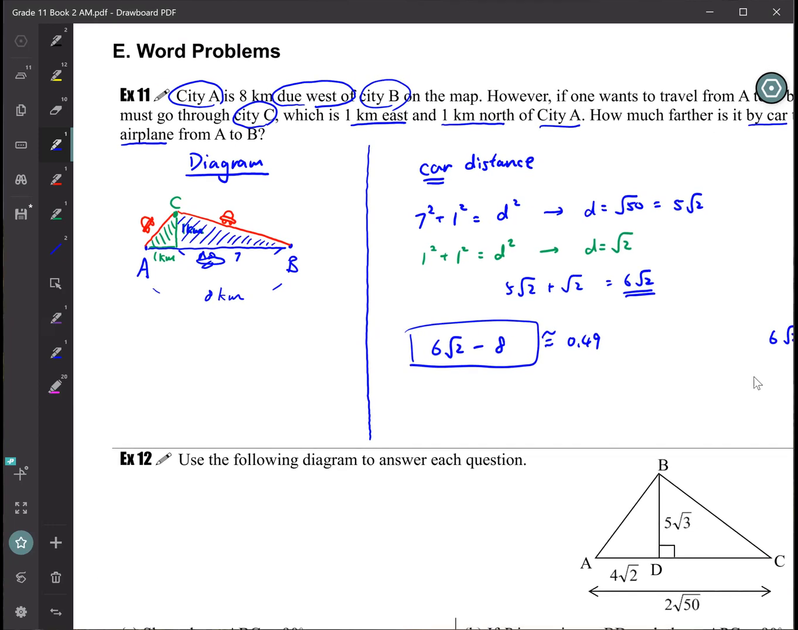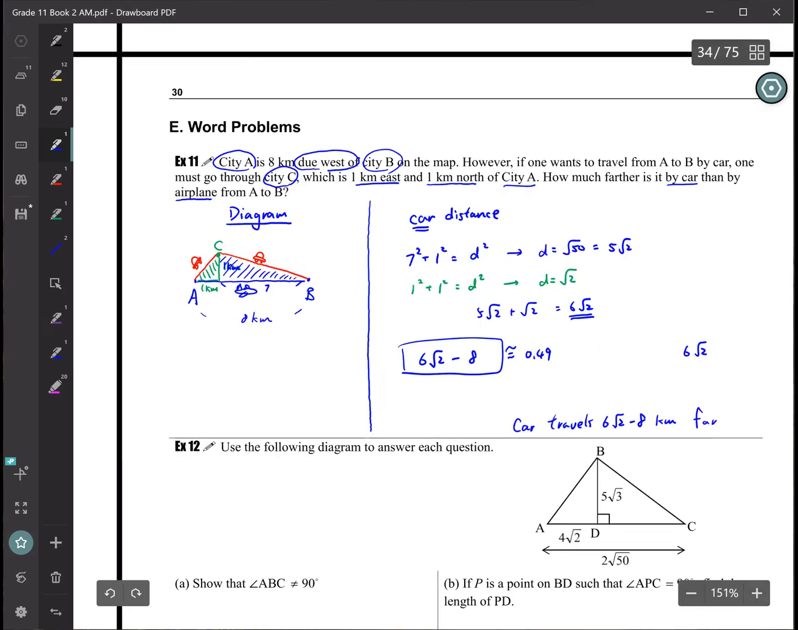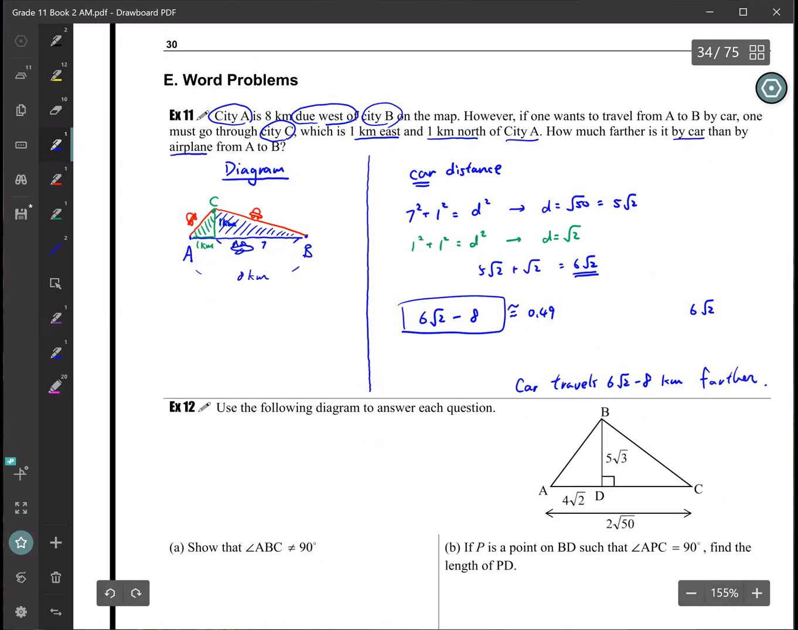Okay, so this one has units, right? It's a word problem. We got to answer in a simple sentence. You can just say the car travels 0.49. Oh, we shouldn't use 0.49, right? 6 root 2 minus 8 kilometers further. Okay, so for a word problem, you have to turn the words into pictures and then use the pictures to try to find the answer.